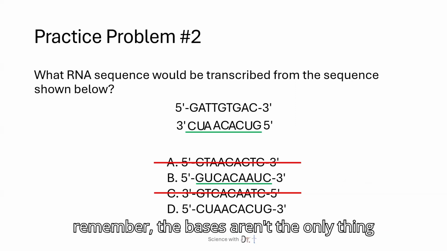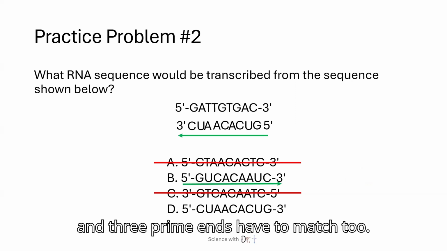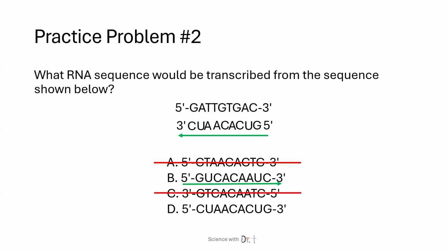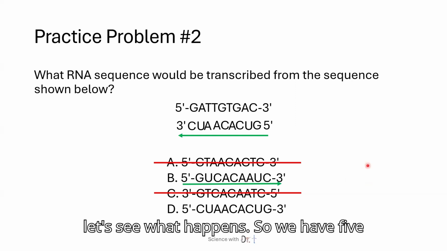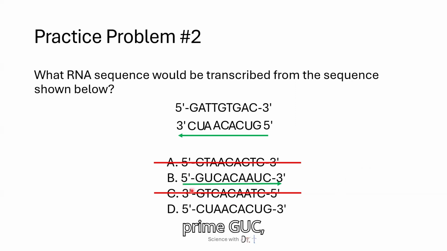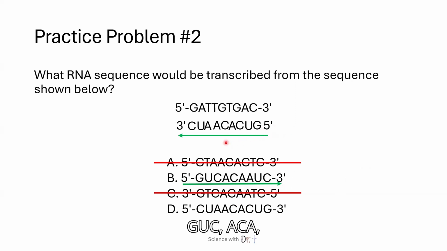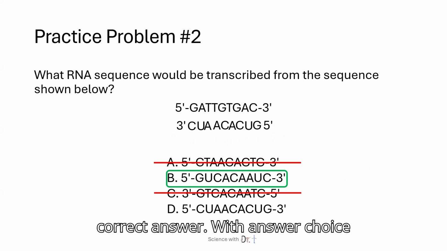But remember, the bases aren't the only thing that have to match. The 5' ends and 3' ends have to match too. So when we read our answer choice B in the same direction as the answer we wrote up top, let's see what happens. So we have 5' GUC, ACA, AUC, 3'. And up top, we have 5' GUC, ACA, AUC, 3'. So those do match. So that looks like our correct answer.